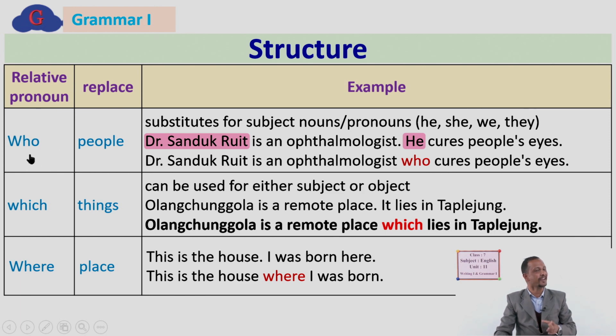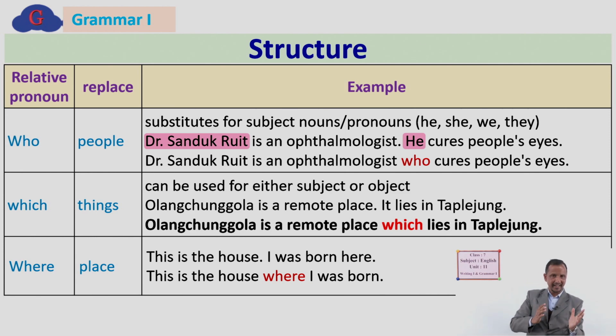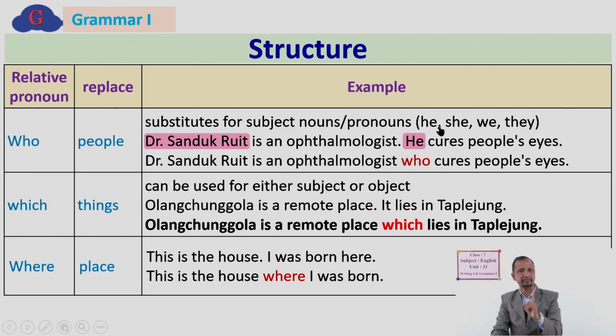So, dear students, what do we call this word? Relative pronoun. He is related with Sanothimi, and who is related with he and Sanothimi. So, Dr. Sanothimi is an ophthalmologist, the main sentence, who cures the people's eyes, the relative clause. In this way, who replaces people, that is also like a subject. Subject always comes at the beginning of the sentence. See here. Now, let's see the second one.